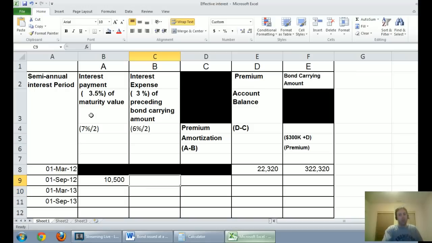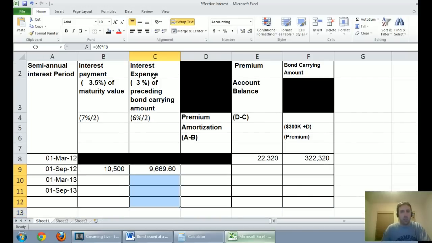Our interest expense is 3% of the preceding bond carrying amount. So I take 3% times the bond carrying amount from before, $322,320. That's what the preceding bond carrying amount means. I don't know why this one always has a weird time with decimals. Let's get rid of them.